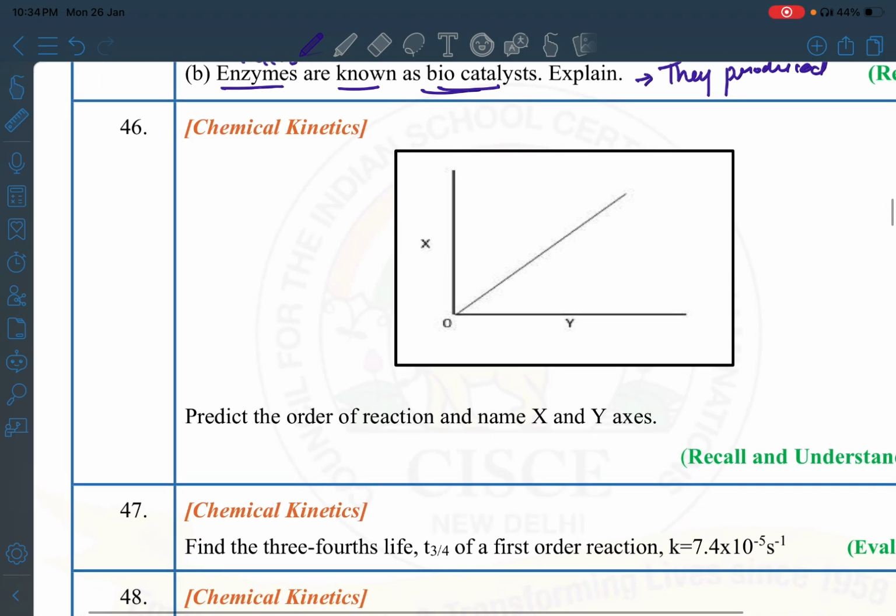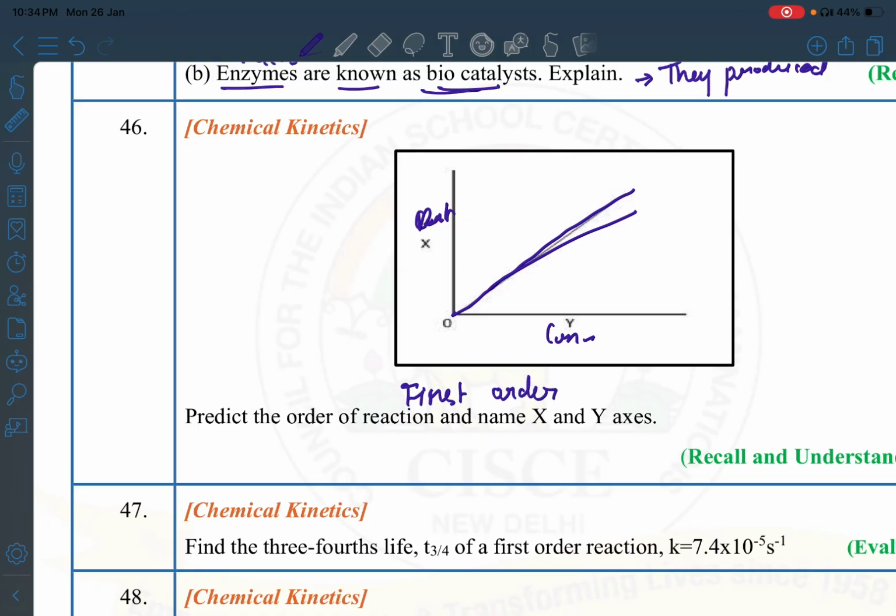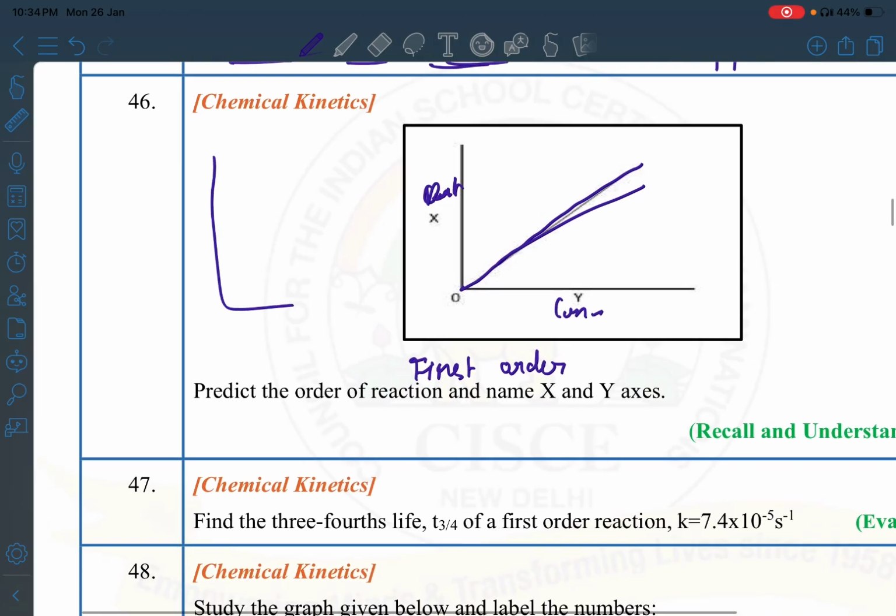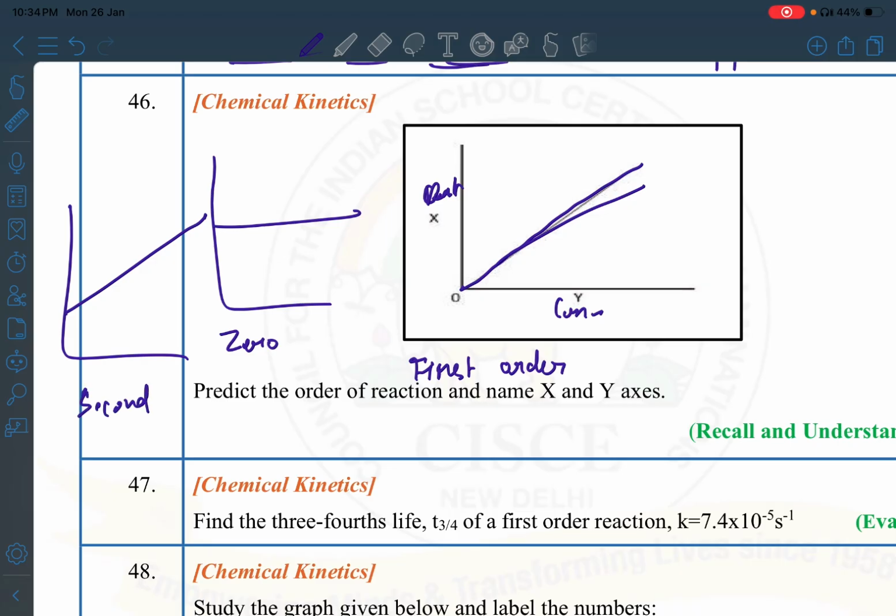Now this is the graph. If this is rate and this is concentration, and both increase, that means it is a first order reaction. This is the graph, so it is a first order reaction. If the graph is given that way, this is a zero order reaction. If the graph starts from this way, it is a second order reaction, like that.